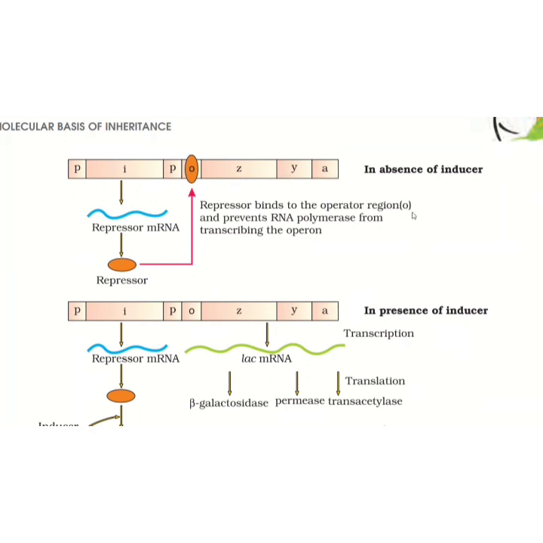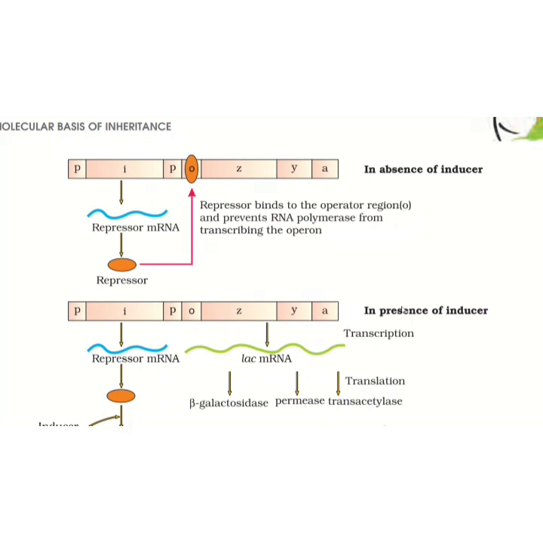See, in the absence of lactose, there will be no need of enzymes like beta-galactosidase, permease and transacetylase, because these enzymes are needed for the metabolism of lactose. They are needed for the catabolism of lactose into glucose and galactose. So in the absence of lactose, there will be no need of these enzymes. So there is no gene expression of Z, Y and A genes in the absence of lactose.